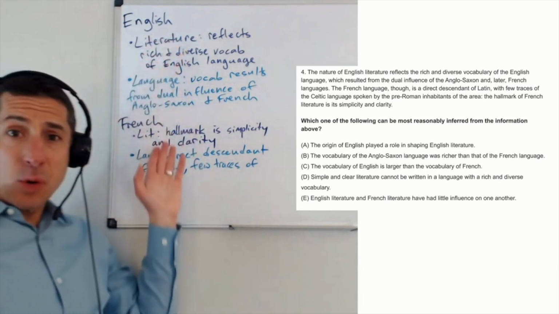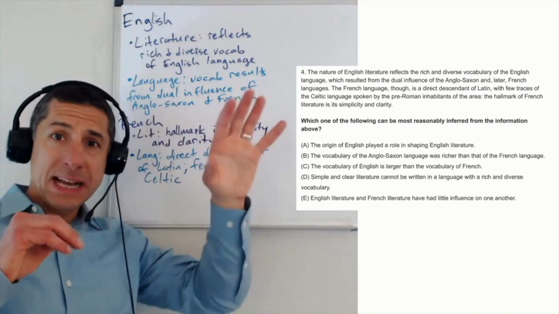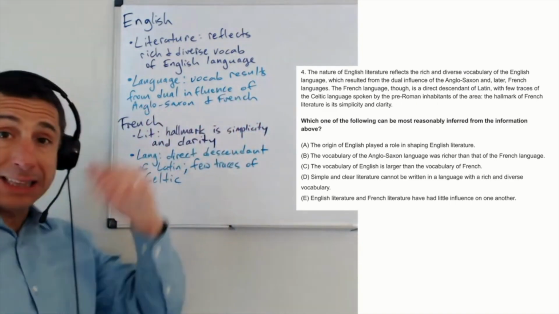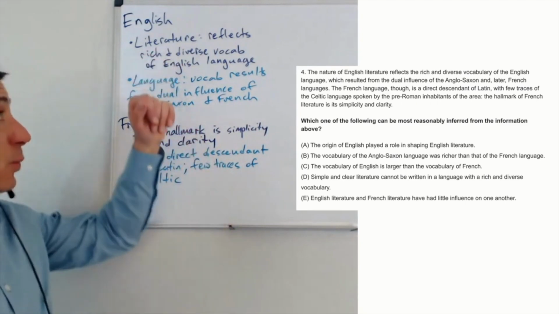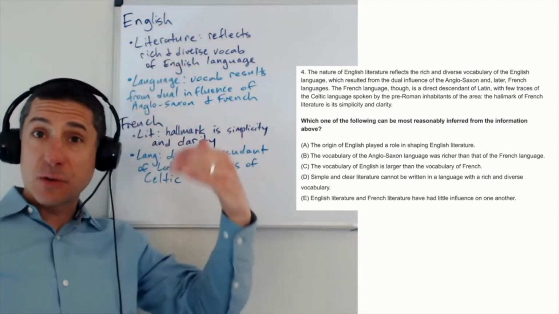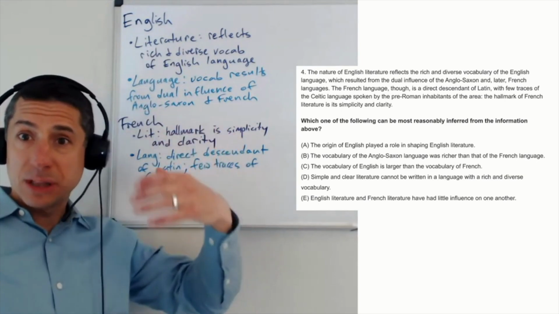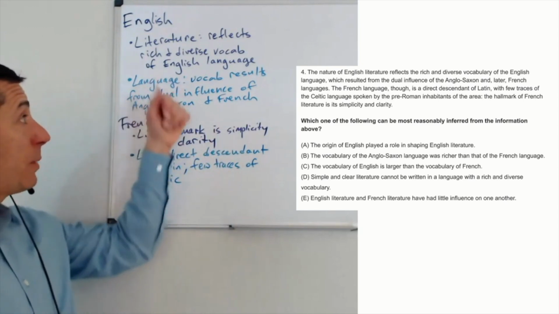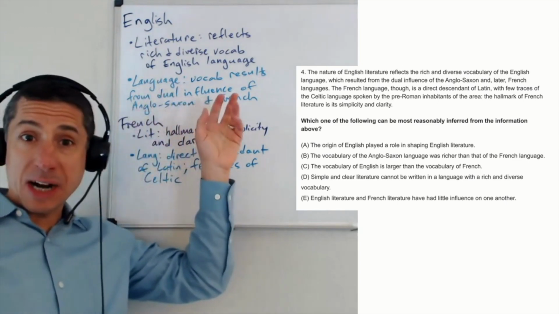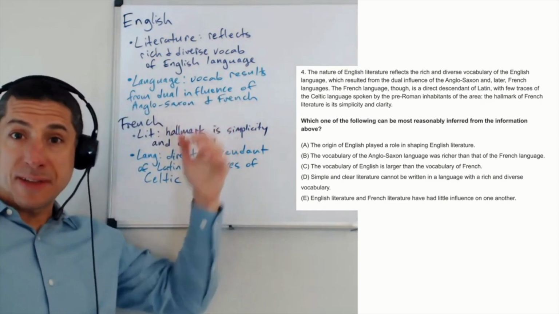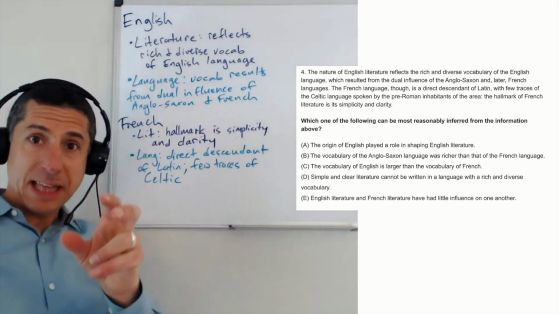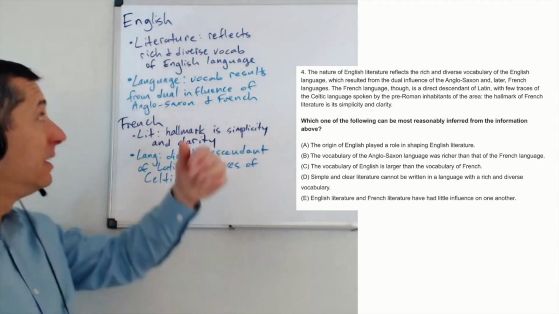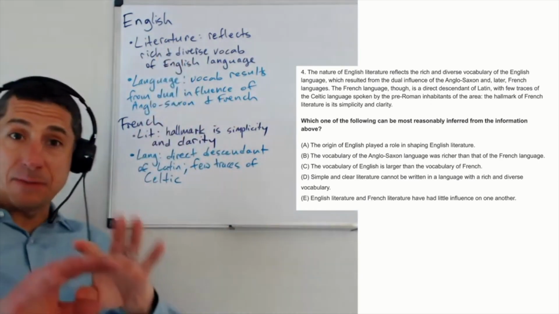Really, all I've done on the board here is just separate out what are we saying about English? What are we saying about language versus literature? And then same thing for French. What are we saying about language versus literature? English, what do we know? We know that the literature reflects the rich and diverse vocabulary of the English language. So the literature itself is presumably rich and diverse as well. But what do we know about the language? Well, that rich and diverse vocabulary results from the dual influence of Anglo-Saxon and French. Okay, so 2 different languages influence the development of English. So you have this rich and diverse vocabulary, and that's reflected in the literature. But again, useful to separate out.